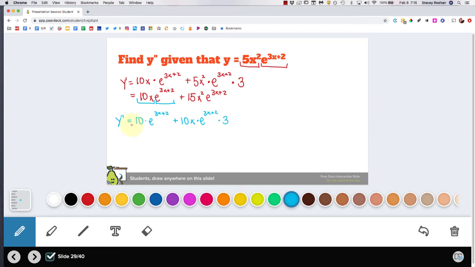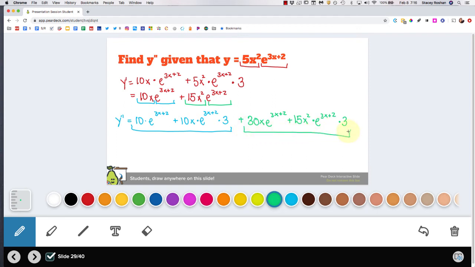We had just done that. So that's just this part. And then we're going to need to add, here's the first and here's the second for the second part. The derivative of 15x squared is 30x e to the 3x plus 2. Derivative of the first times the second plus the first times the derivative of the second, e to the 3x plus 2 times 3.